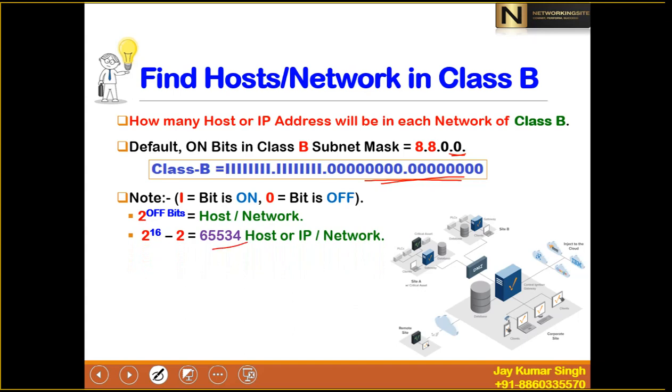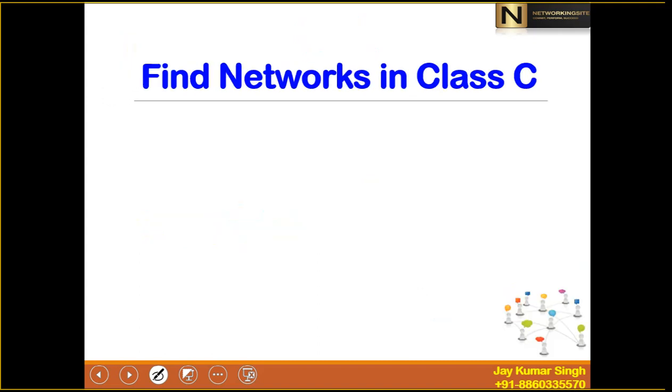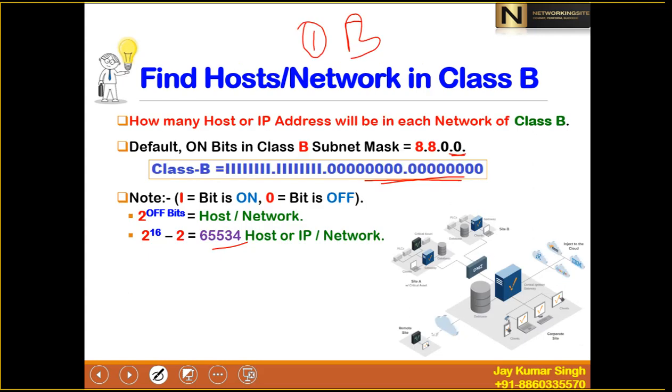65,536 minus 2 will be 65,534 IP addresses in a single network of class B. But in class A we had around 16 million, right? Yes, 16 million.